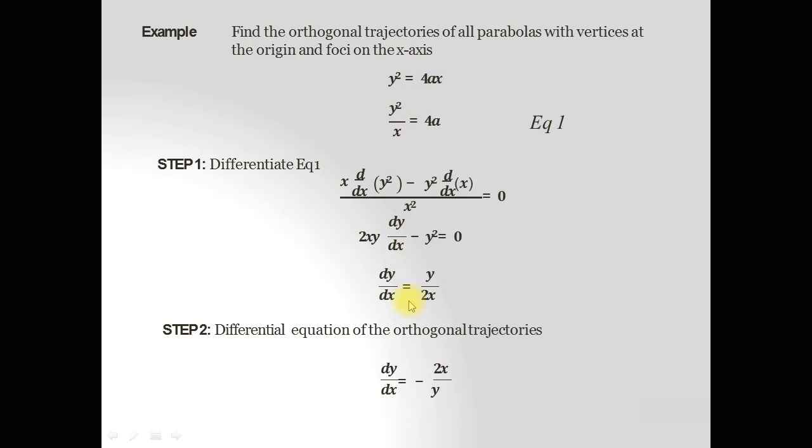Now to find the slope of the tangent of the required orthogonal trajectory, we take the negative reciprocal of this slope. So the differential equation of the orthogonal trajectory is dy by dx is equal to minus 2x by y. In other words, this is the slope of the tangent of the required orthogonal trajectory, and the previous one is the slope of the given family of curves.